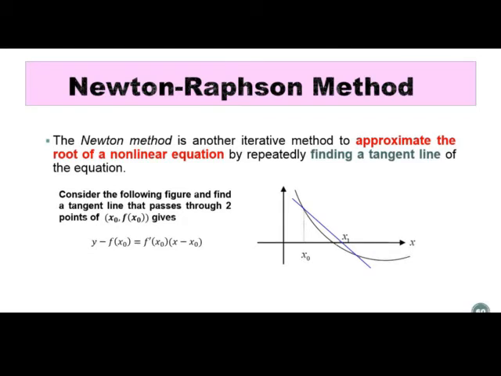Newton-Raphson method. The Newton-Raphson method is another iterative method to approximate the root of a nonlinear equation by repeatedly finding a tangent line of the equation. So we can see this tangent line. It finds a tangent line that passes through two points, x0 and x1.